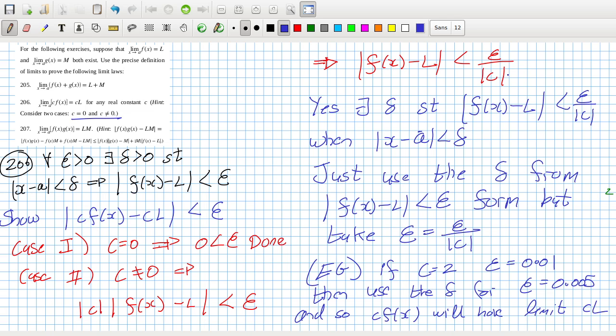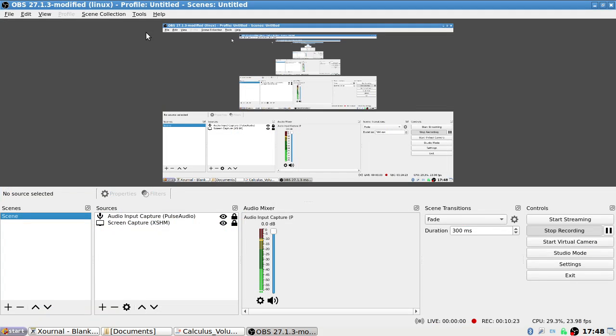So yes, there's this delta such that, okay, just use the delta from the original f(x) limit, but take epsilon over c rather than your arbitrary epsilon. Okay, I could probably articulate that a little bit better, but that would certainly be the proof clearly outlined. Last one looks tough.